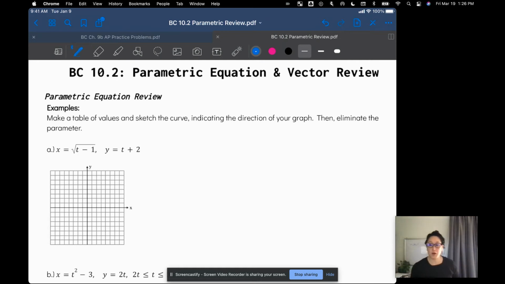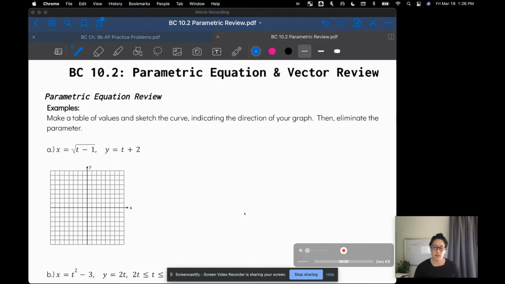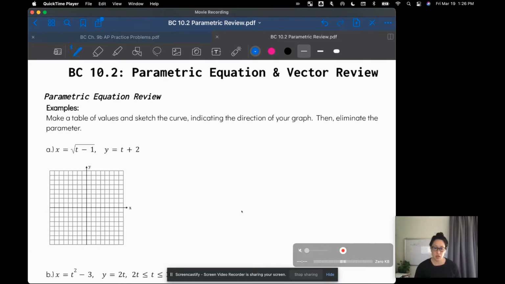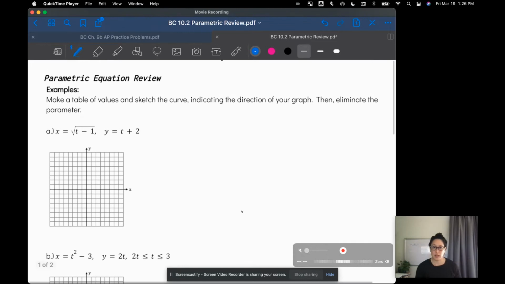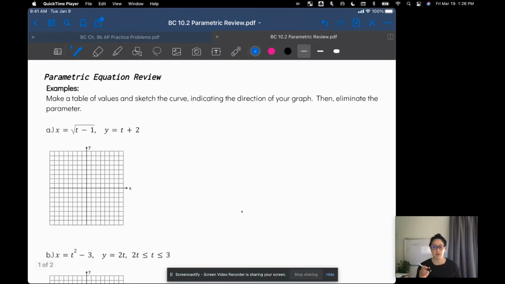All right, we're going to review parametric equations and vectors today. So first with parametric equations, what we're going to do is make a table of values and sketch the curve, indicating the direction the points are going, and then we're going to eliminate the parameter, so the third variable, which in these is either t or theta, and turn it back into a rectangular equation in terms of x and y.